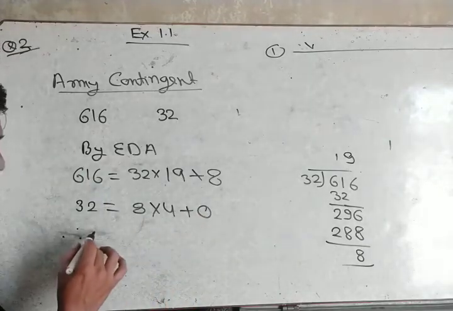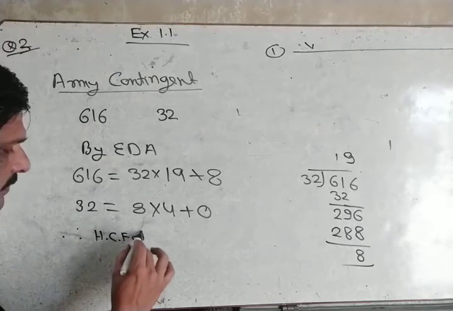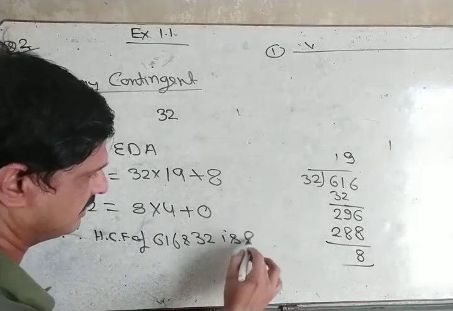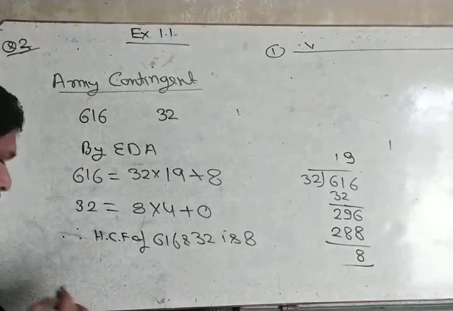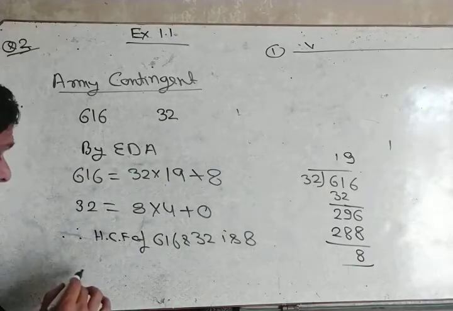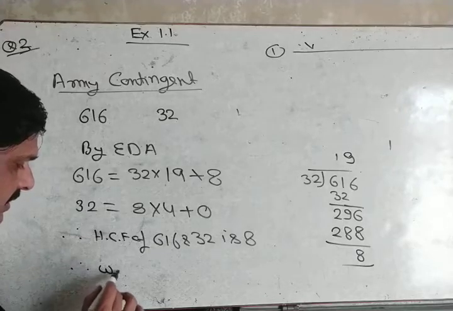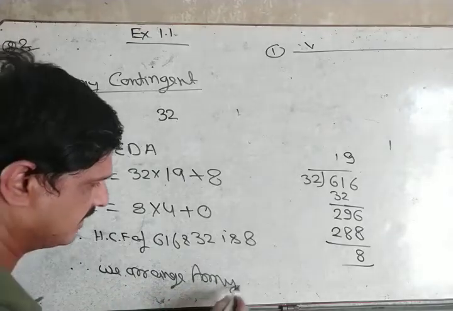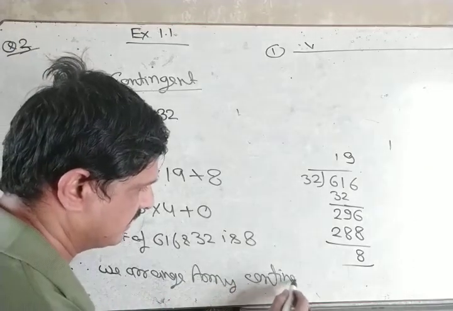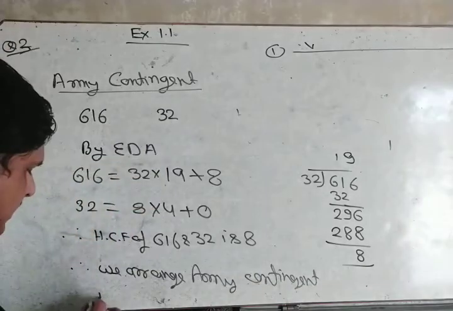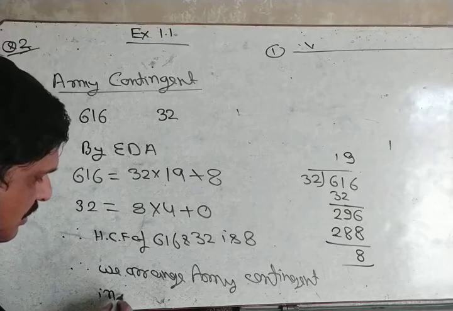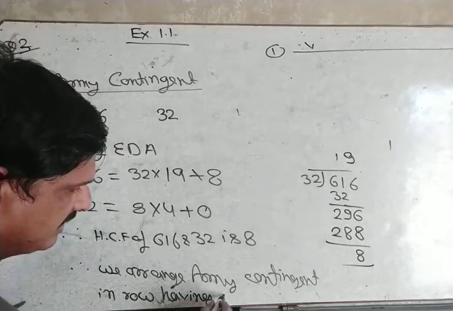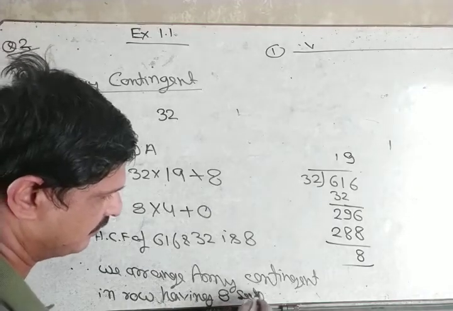Therefore, the HCF of 616 and 32 is 8. So according to the question, we arrange the army contingent in rows having 8 soldiers, or men, whatever it is, 8 soldiers.